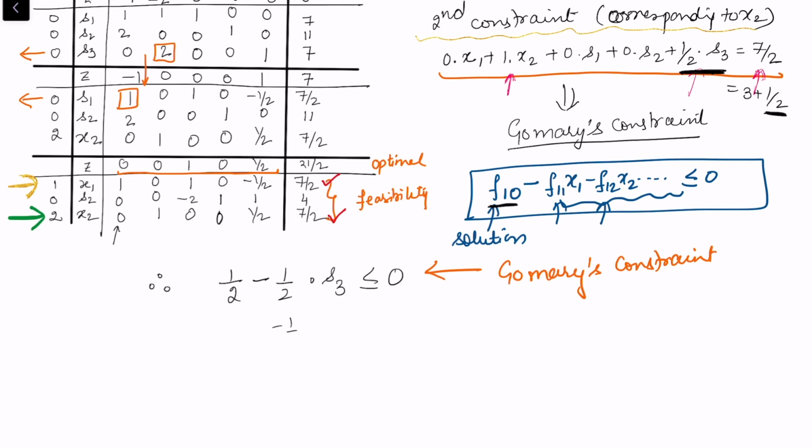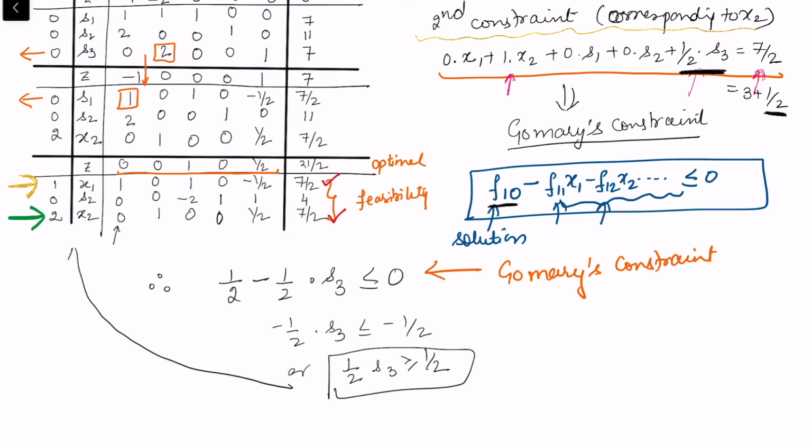So the constraint is minus half into s3 less than or equal to minus half, or I can simply write this as 1 by 2 s3 is greater than or equal to half. This is the constraint I wanted to add. So addition of the constraint is the same.